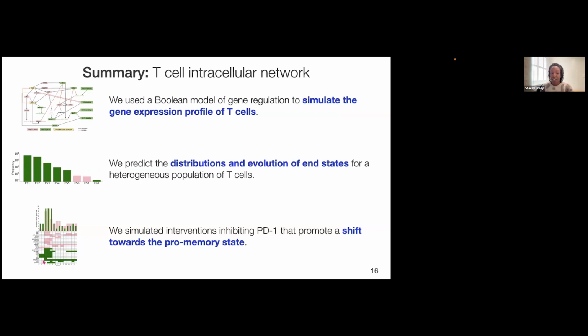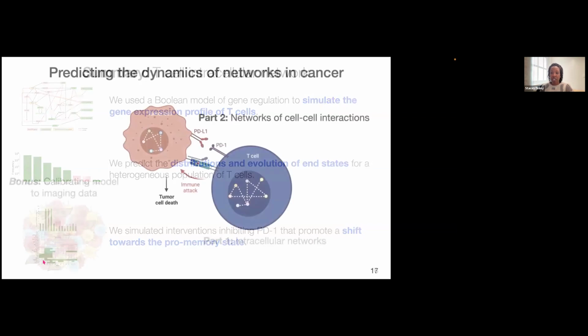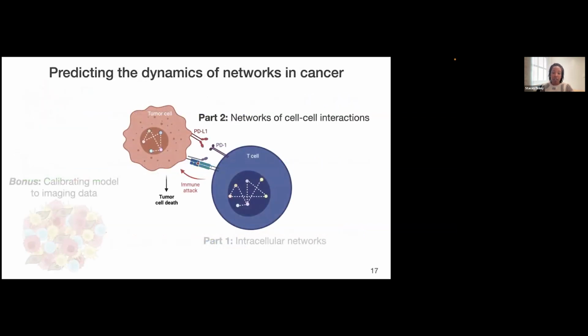Now we could take out more cells and look at their gene expression patterns, and there are really a number of different vignettes and stories that I could tell from here. But I want to move to the next part of the talk because it builds on this model of the intracellular gene regulatory network and talks more about what the consequences of that gene regulatory network are when we're considering interactions between cells within the tumor microenvironment.